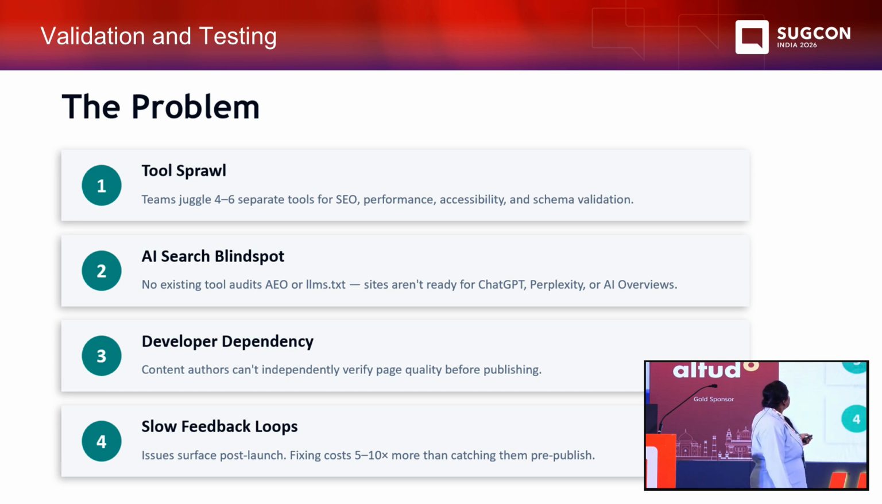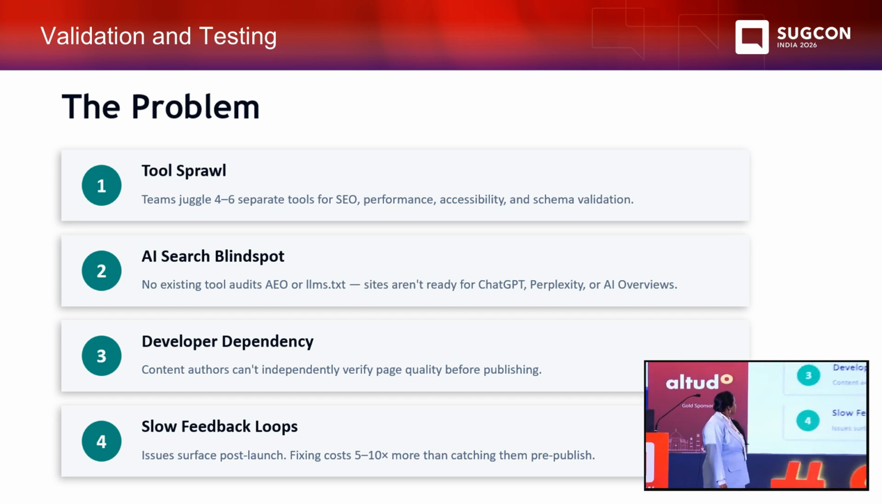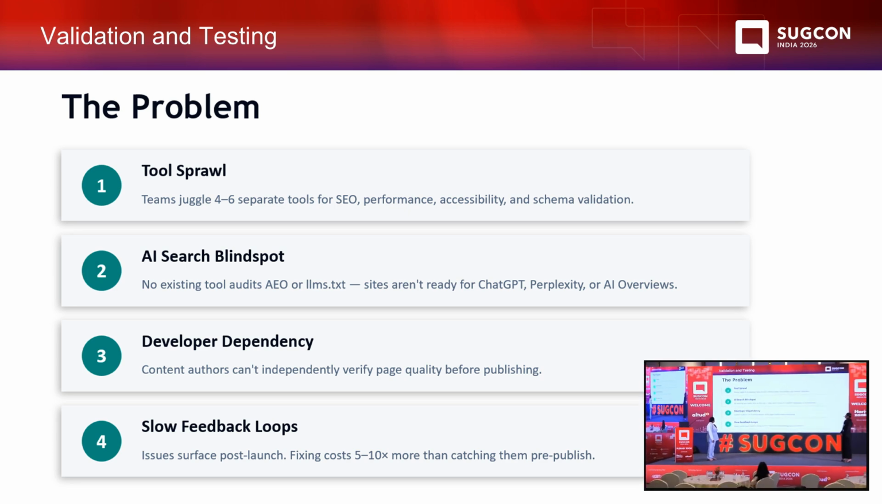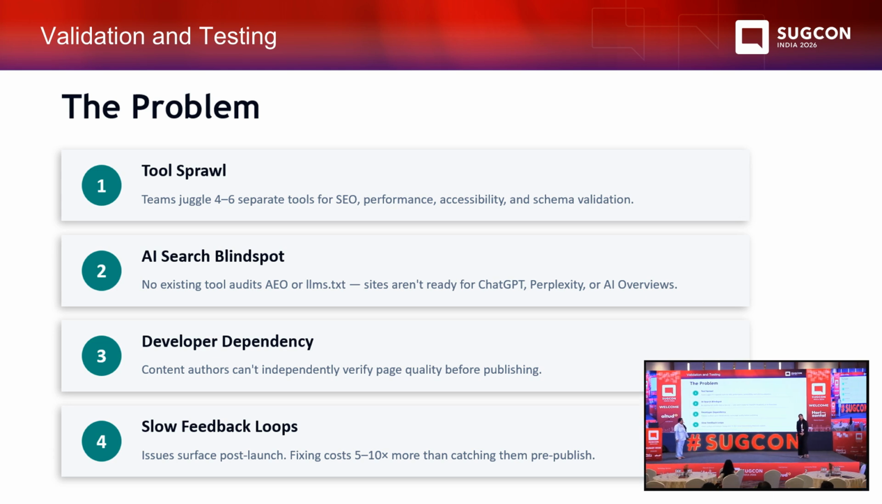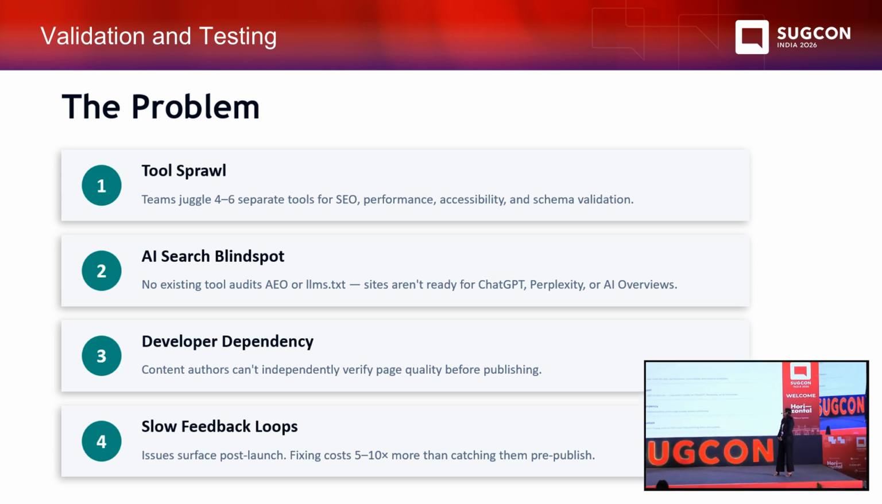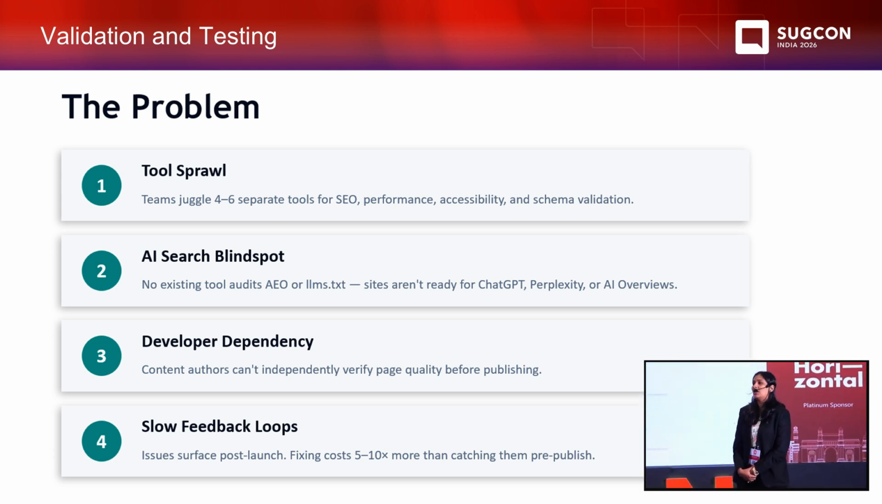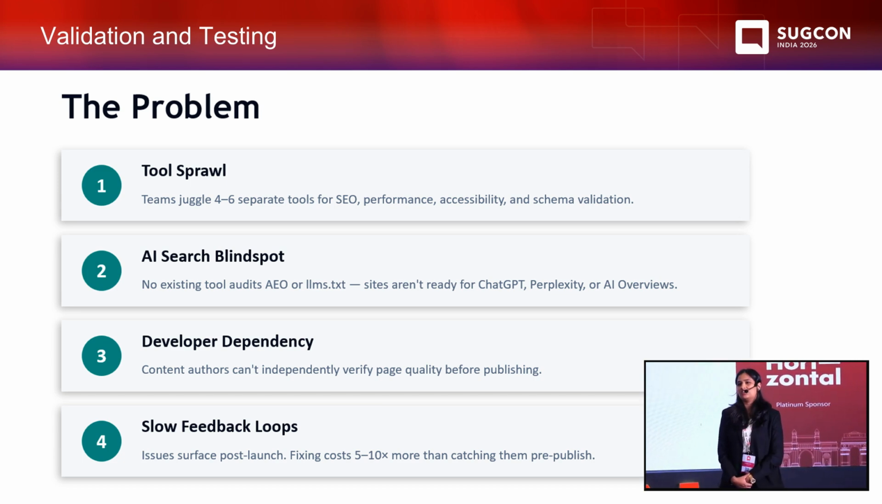So moving on to the next slide, we have validation and testing. We have implemented everything, but how do we validate now? There is a problem now; these are the 4 problems that we usually face continuously. First one is tool sprawl. Basically, there are so many tools. We use a separate tool for SEO, and a separate tool for accessibility, performance, everything. It is very time consuming and quite irritating to switch from one tool to another.